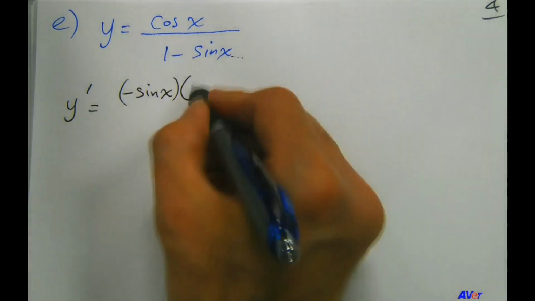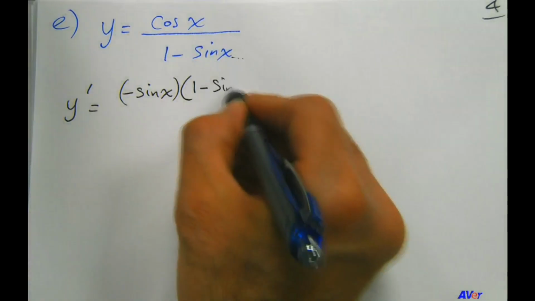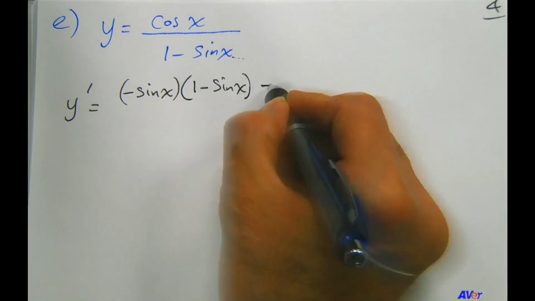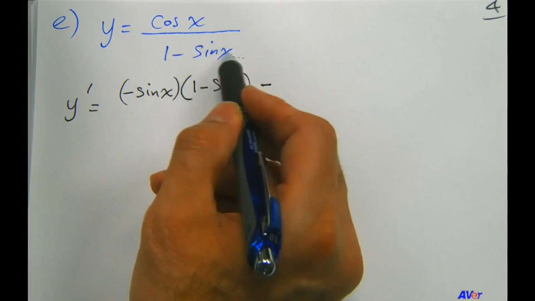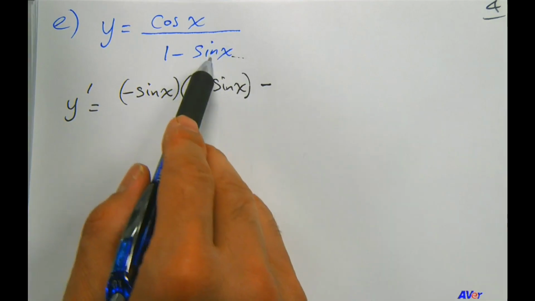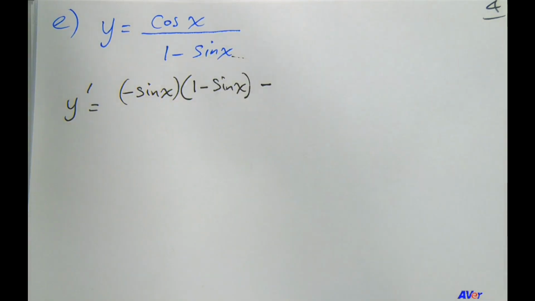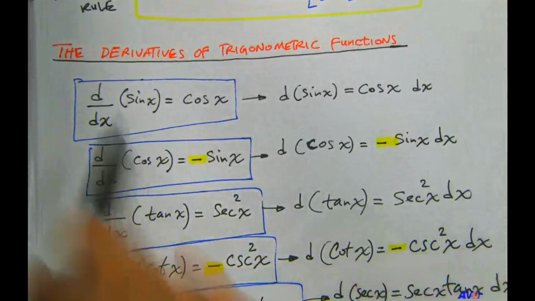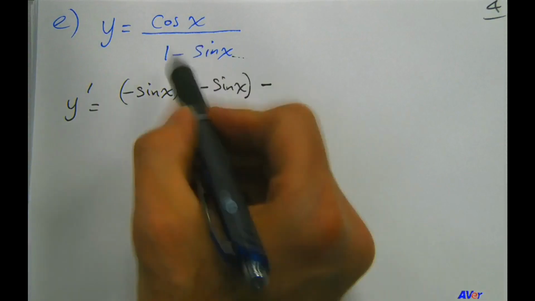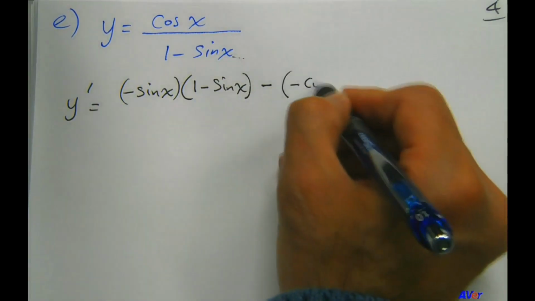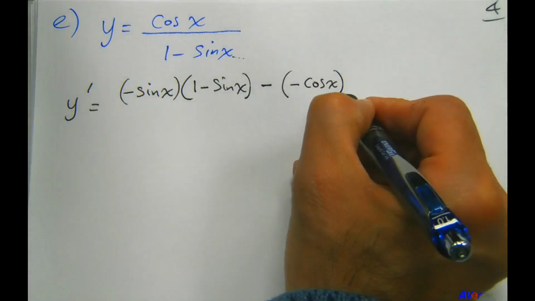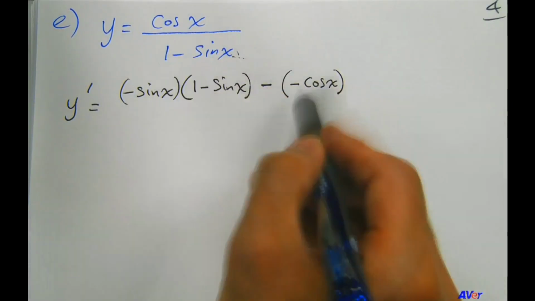Multiply it by the expression in the denominator. Then subtract that from the derivative of the denominator, which would be sine of x, it would be cosine of x, right? Derivative of sine of x is cosine of x, but let's remember that there's a minus here, so it would be minus cosine of x, right? That's the derivative, minus cosine of x.